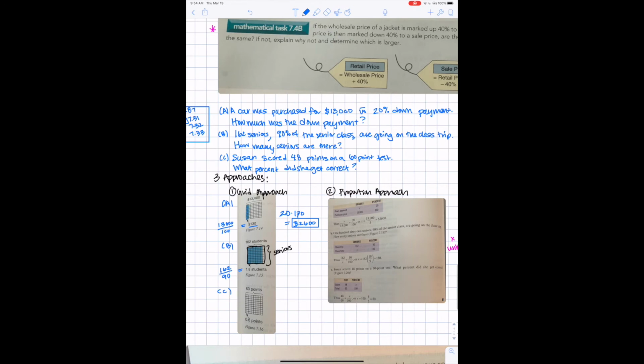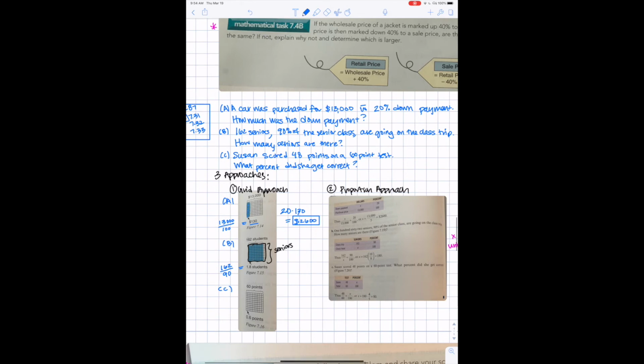Okay, so then if I want to know how many students there are in total, I just take that 1.8, which represents one of those little boxes, and I multiply it by 100, because I have 100 boxes, which represent the total number of seniors. So 1.8 times 100 is just 180 seniors.